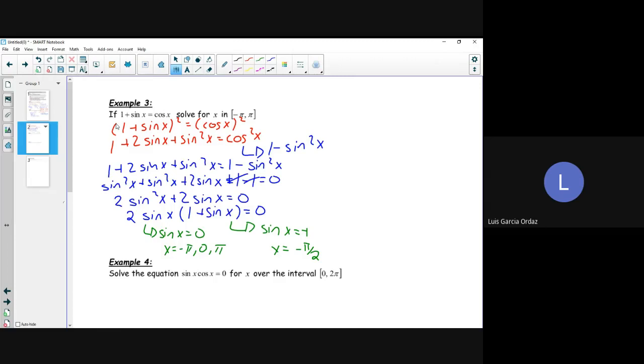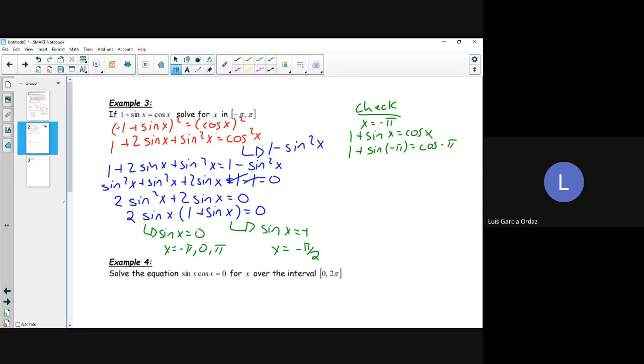1 plus sine x is equal to cos x. So we need to check. So first let's sub x is equal to negative pi. And remember, we're referring back to our original equation, 1 plus sine x is equal to cos of x. So let's sub in negative pi for x. So you get 1 plus sine of negative pi is equal to cos of negative pi.